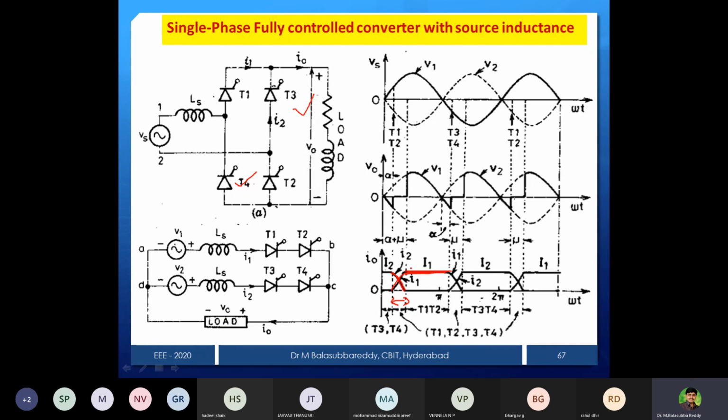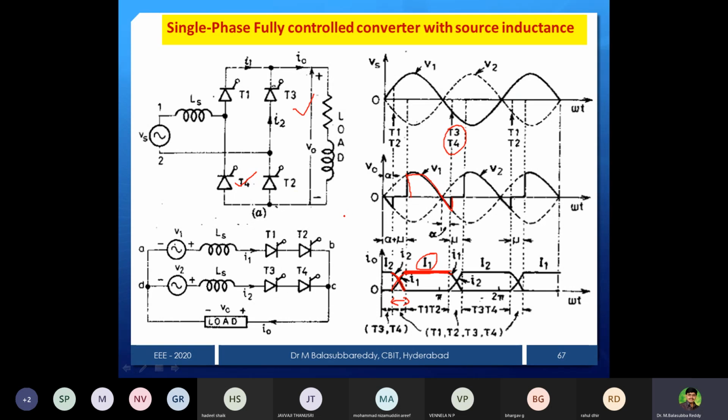Now, after mu, what will happen? Completely T1, T2 is on. Once T1, T2 is on, your output voltage is the same as the source voltage. How long? Up to π plus alpha. Again, once the instant π plus alpha is reached, what will happen? You can notice that we are giving a firing pulse to T3 and T4. Already T1, T2 is in the conducting state. At π plus alpha, we are giving a pulse to T3 and T4.